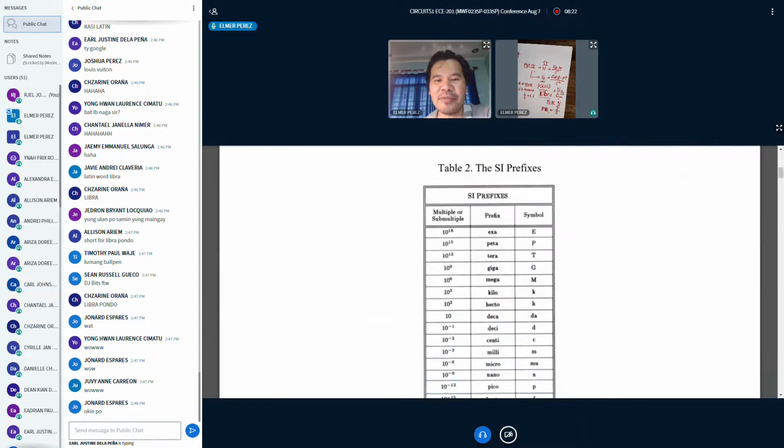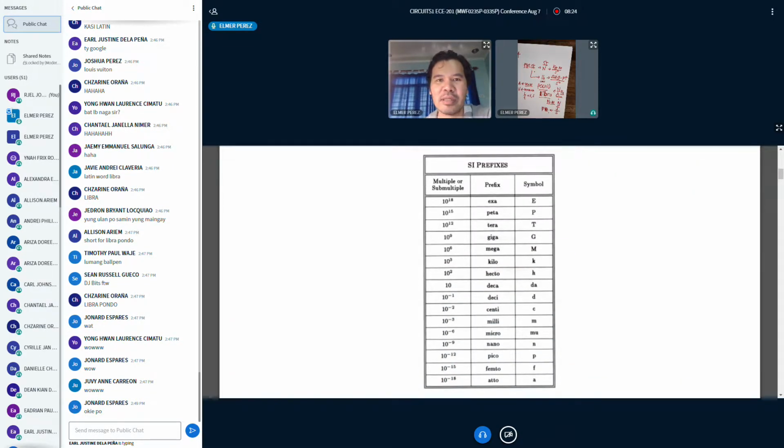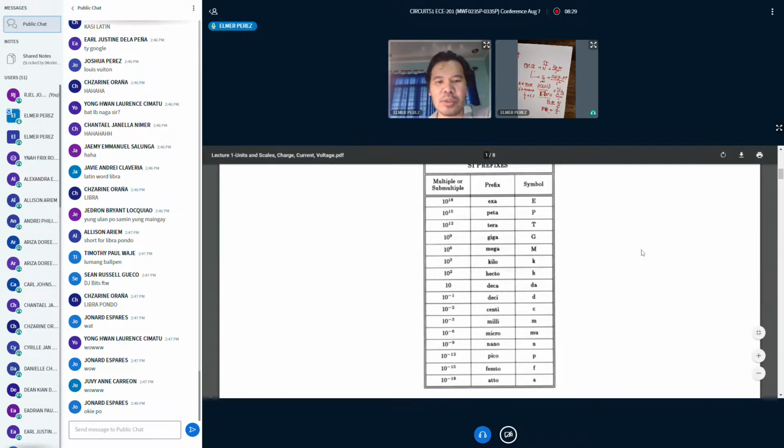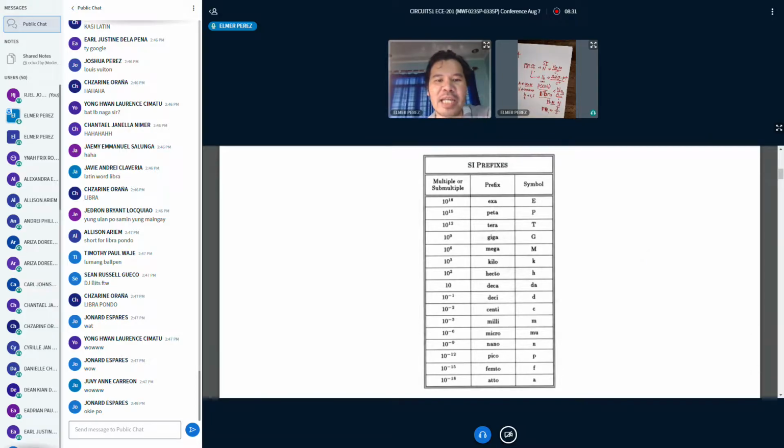So, these are the prefixes. Familiar naman kayo sa mga prefixes na to. Yung pinaka-common na ginagamit natin is yung kilo. That's 10 raised to 3, so multiply it by 1,000 because 10 raised to 3 is 1,000. Mega is 1 million. Giga is 1 billion. Tera, peta, and exa. Sa baba naman, ang malimit natin ginagamit is yung centimeter, millimeter, micrometer.